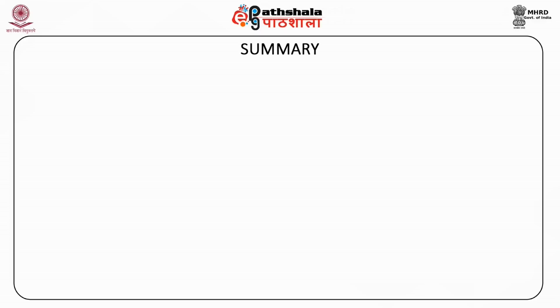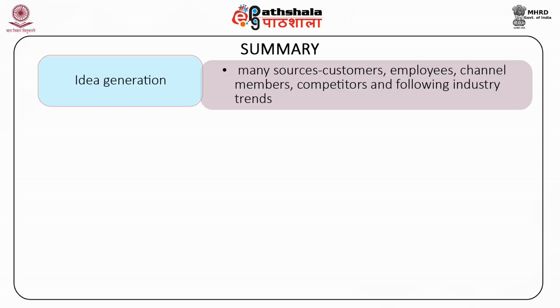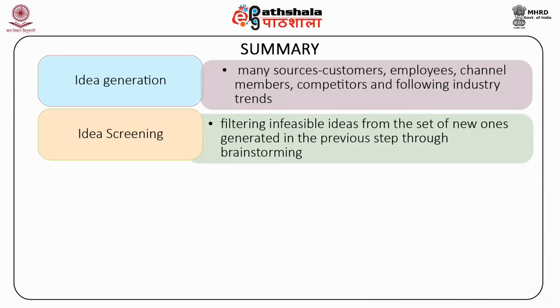The new product development process typically consists of 8 steps which allow for elimination of infeasible ideas and further fine-tuning of concepts, products that are chosen to be developed. Idea generation. There can be many sources of new ideas including customers, employees, channel members, competitors, and following industry trends. Idea screening, filtering infeasible ideas from the set of new ones generated in the previous step through brainstorming.